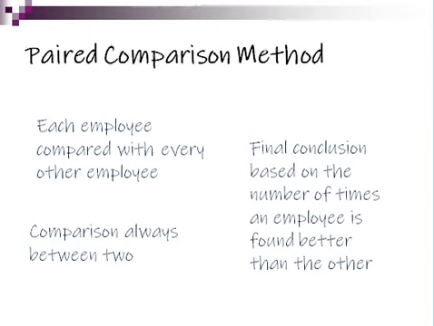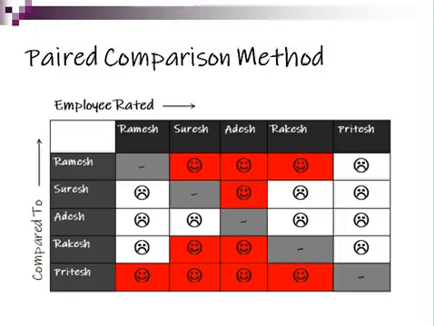So let us try to understand this in a better way with the help of an example. See here, in this paired comparison method, on the first row you can see the names of the employees who are to be rated and with whom they are to be compared. That is written on the first column. So if you see the first row, Ramesh, now he is to be compared with Suresh, Adesh, Rakesh and Pritesh. Ramesh cannot be compared with himself, and so that is why all the cells where the comparison is with the same person have been made blank.